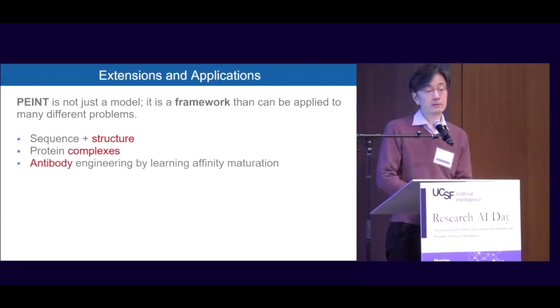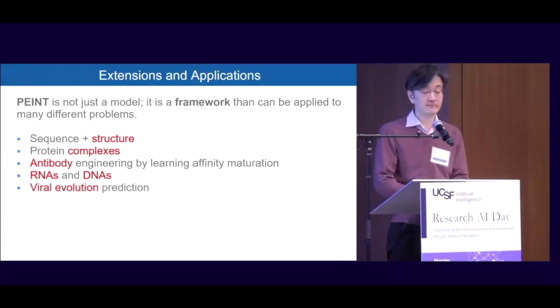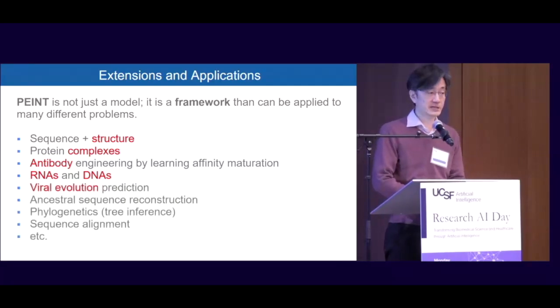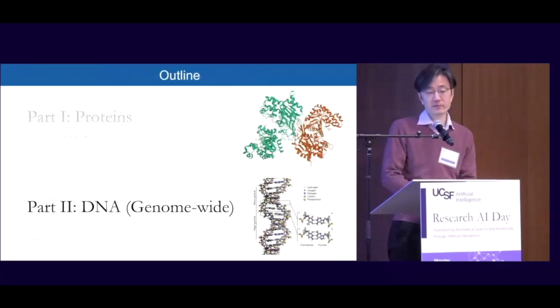We can also model antibody evolution. After all, affinity maturation is an evolutionary process, and we can train our model on the affinity maturation process. And you can use it to engineer new antibodies. We can also apply it to RNAs and DNAs and predict viral evolution and many other applications. So I want to now move on to DNA.